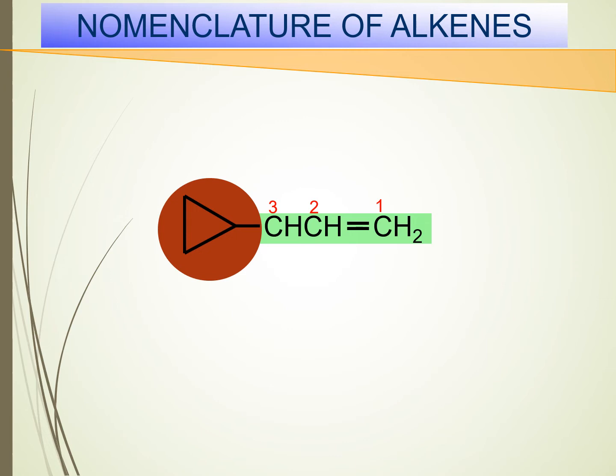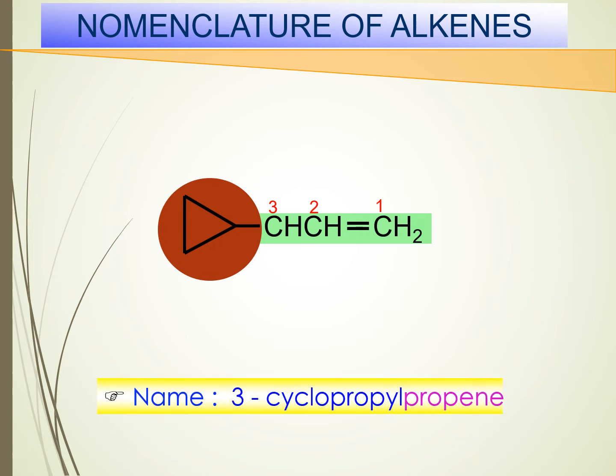Let's name this compound together. First, identify the presence of the functional group. The functional group present is the carbon-carbon double bond. Therefore, you have to number the carbon beginning from the right-hand side, at the end near the functional group. Second, identify the location of the substituent. It seems that the substituent is present at carbon number 3. Next, you have to name the compound, which is 3-cyclopropylpropene.